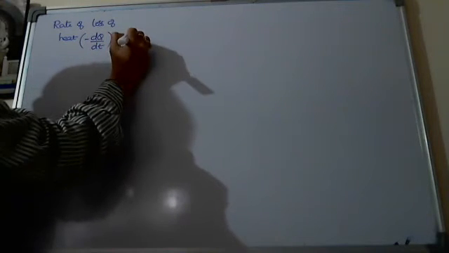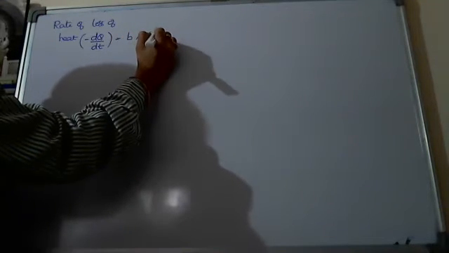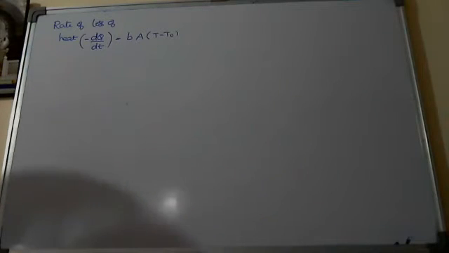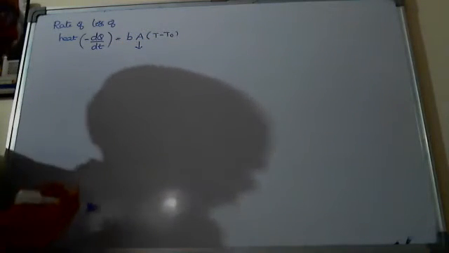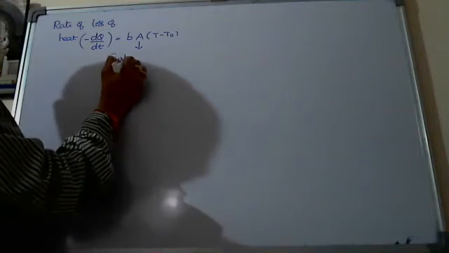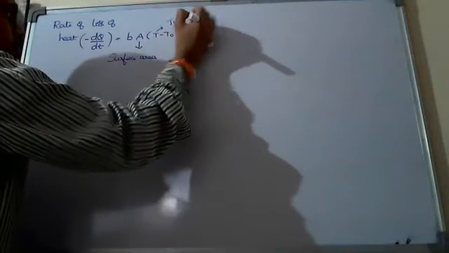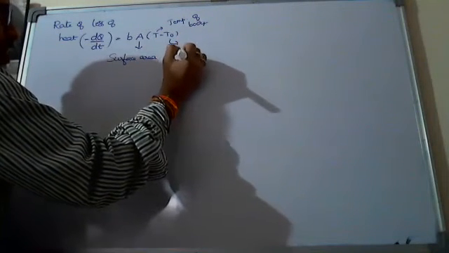Since it is loss, we represent it with minus dQ by dt is equal to some constant h into A into (T minus T naught), or theta minus theta naught. And in this formula, try to remember A is not the cross-sectional area like in conduction. It is the surface area. There we should not make any mistake. Here T is the temperature of the body, and T naught is the temperature of the surroundings.